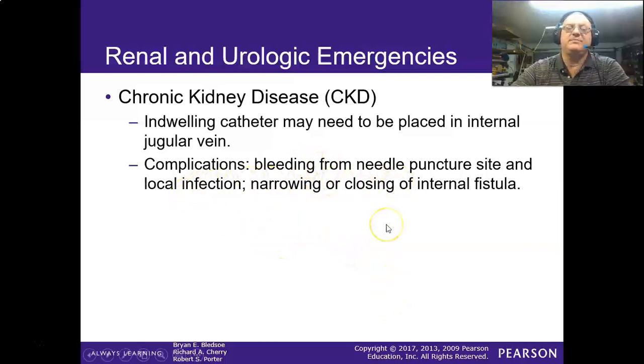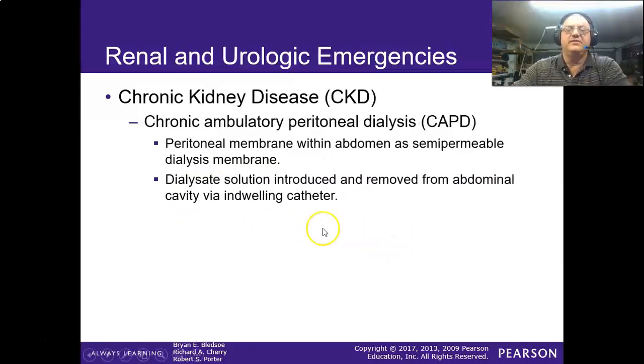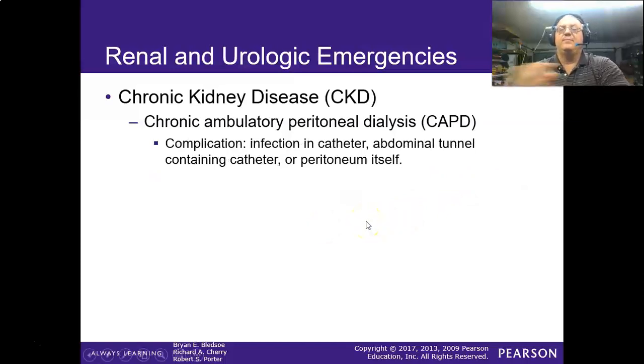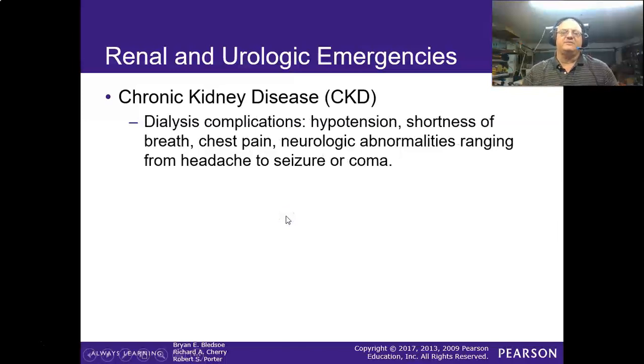What's the problem with this, though, is that you get bleeding from the puncture sites, and you get closing of those internal fistulas, okay? Now, the chronic ambulatory peritoneal dialysis, this is where the dialysate solution is introduced and then removed from the abdomen via an indwelling catheter, okay? The biggest thing with this, guys, is that you get infection inside the abdominal cavity, okay? Extremely painful, and it's a very common complication because bugs get in there, usually bacteria, and they usually start to spread, okay?